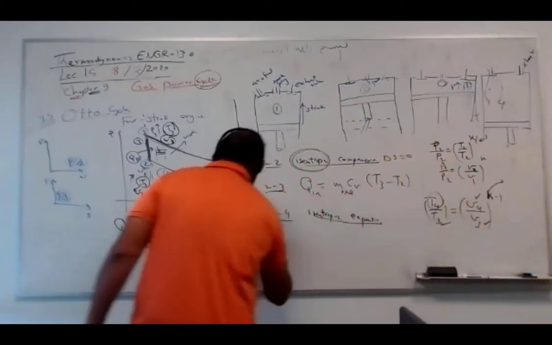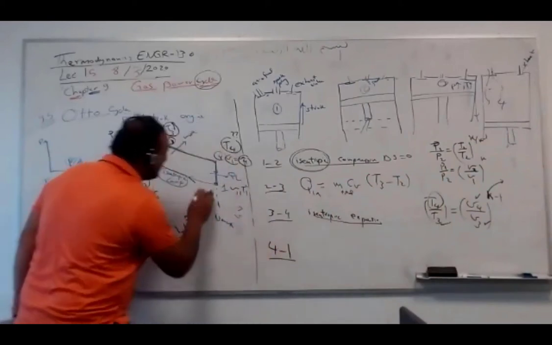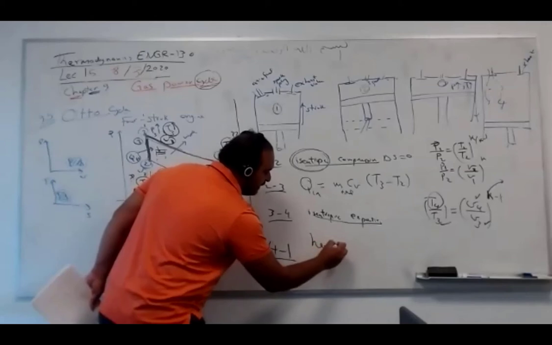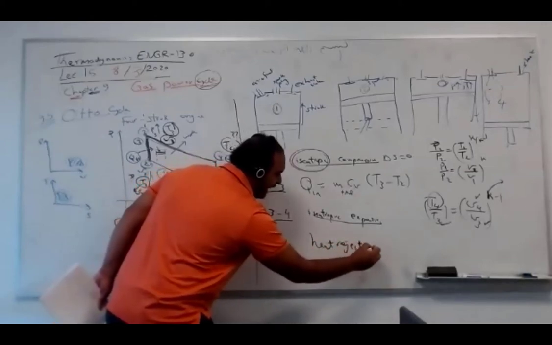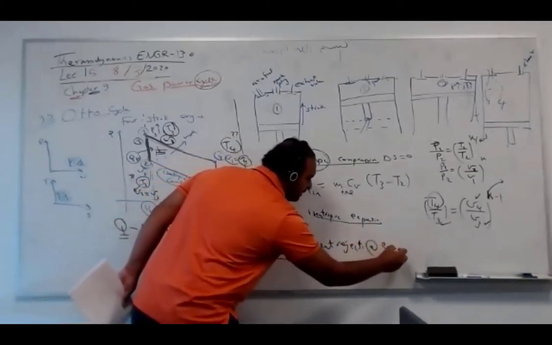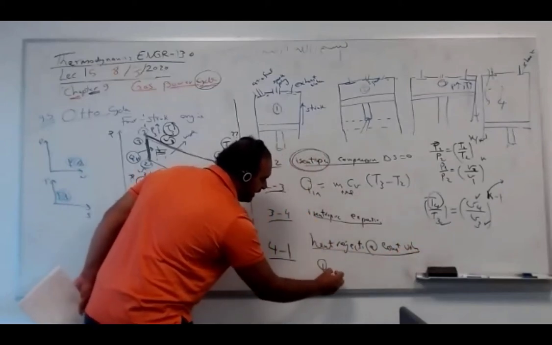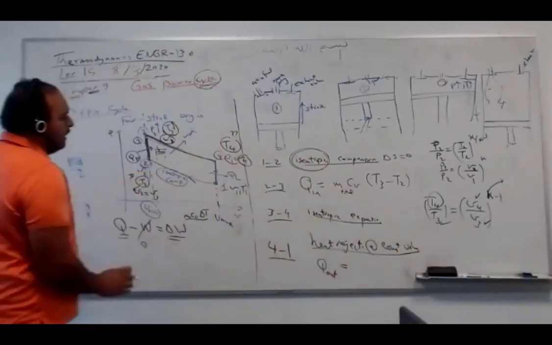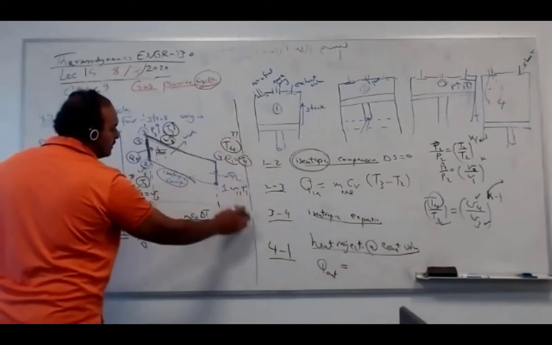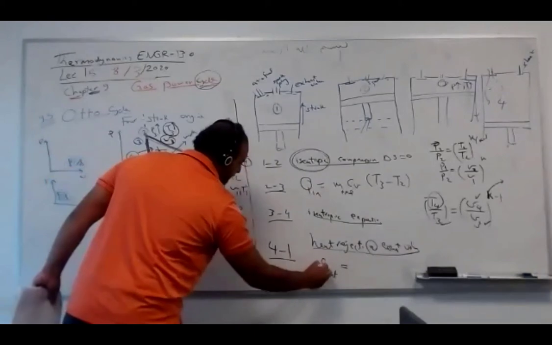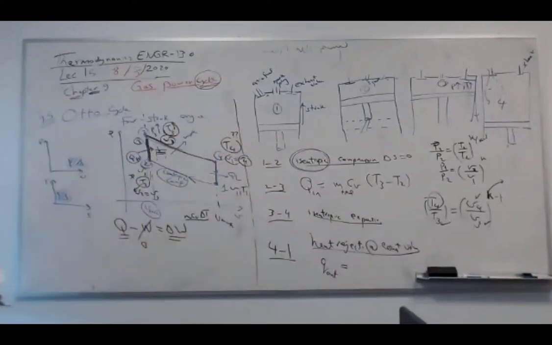Because 4 to 1 is heat rejection at constant volume. Heat rejection at constant volume. Somebody tell me what is Q out or Q low equal to? What's Q out or Q low? Look what here. Between 4 and 1. What is the Q, guys?